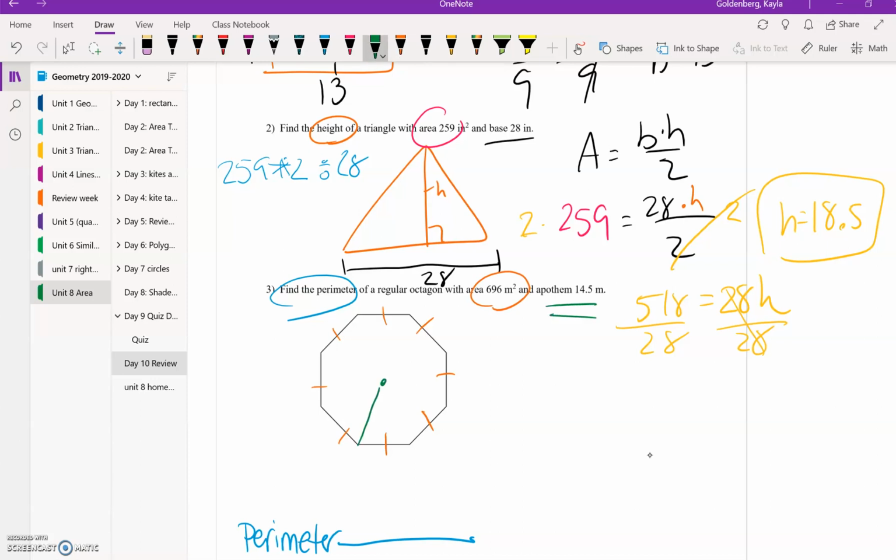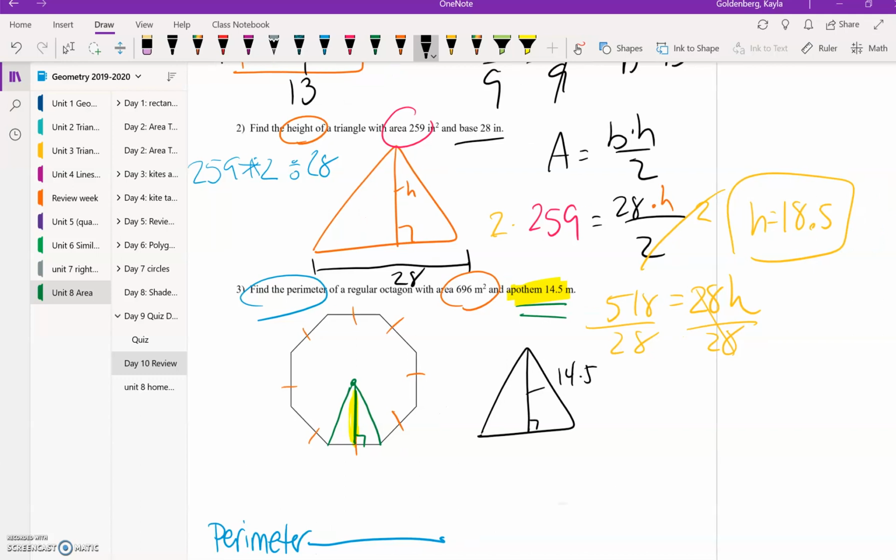If you don't remember apothem, it's a little bit of a weird vocab word. The apothem is basically the height of the triangle. That is what the apothem is. So on my triangle, my height is going to be 14 and a half, and the base of my triangle is missing. So how could we figure out the base? We need the base because the base connects to the perimeter of my octagon.